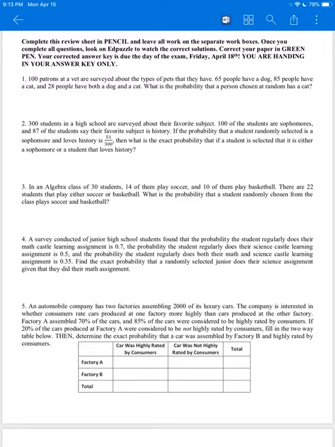Okay, so we're going to start reviewing for the second test of the fourth quarter. That test is on Thursday, April 18th. Okay, that's when this review sheet is due.